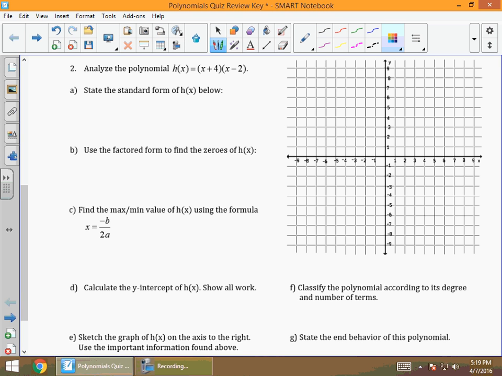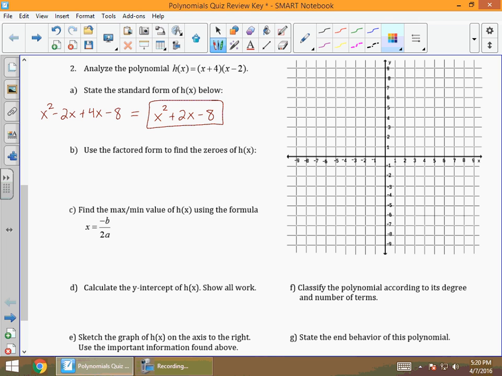So I'll FOIL this. x times x is x squared. And x times negative 2 is negative 2x. And 4 times x is 4x. And 4 times negative 2 is negative 8. And then I'll combine like terms. And I will end up with x squared, negative 2x plus 4x is going to be 2x, and minus 8. So there is my standard form of h of x.